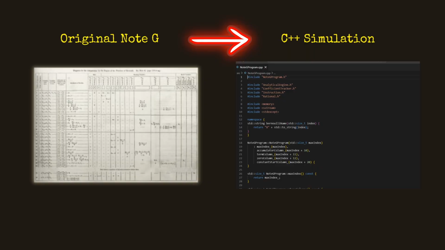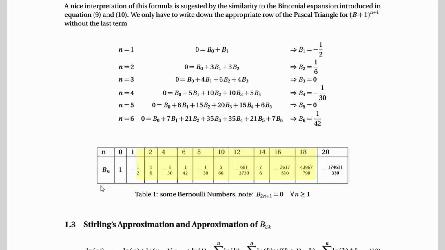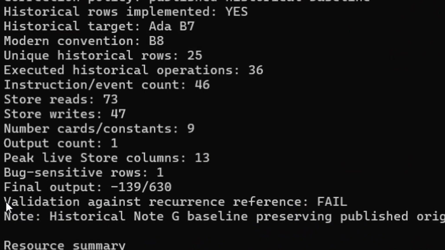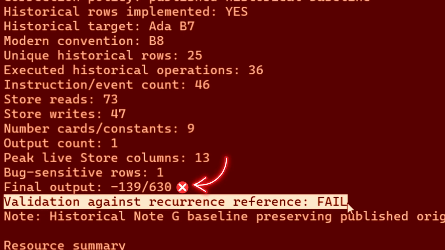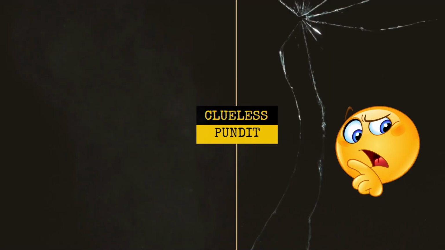The plan was to take the published procedure, run it through a simulator, compare it against a reference. What I did not expect was for Note G to run successfully and still give the wrong answer. The simulation followed the steps, but the result did not match the reference. That meant the real question was no longer, can I make Note G run? It had split into two more useful questions.